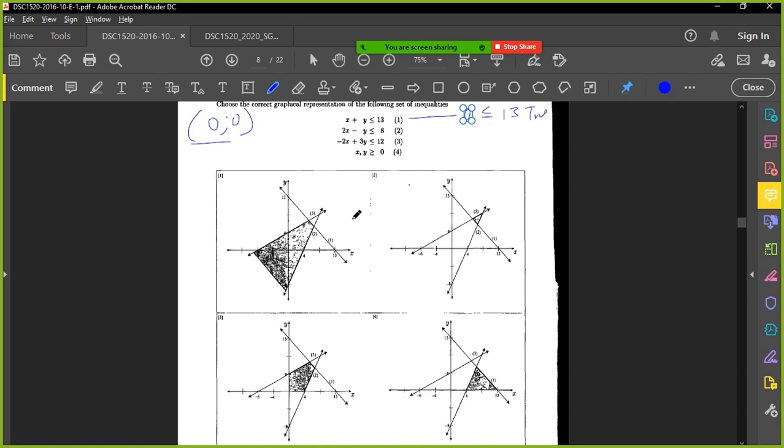So where's graph number 1? Here's graph number 1. Okay, which side are we allowed? So it has to be below 13, so it's going to have to be on the left. Correct. Do you agree? Yes. Okay, so can I have 1? Yes. Can I have 3? Yes. Can I have 4? Yes. Can I have 2? No.